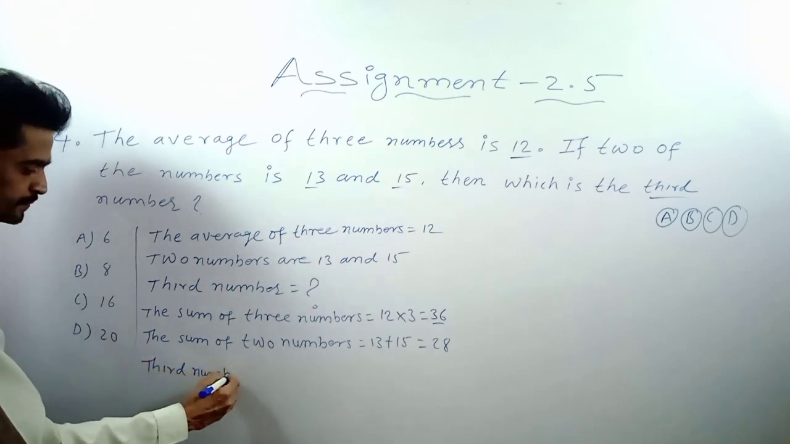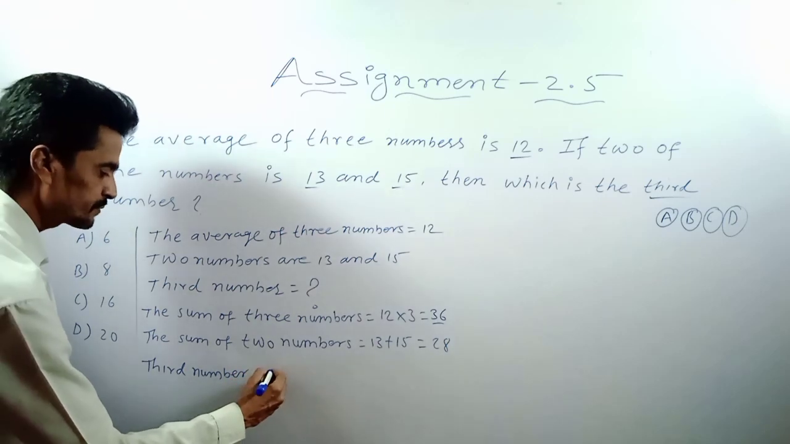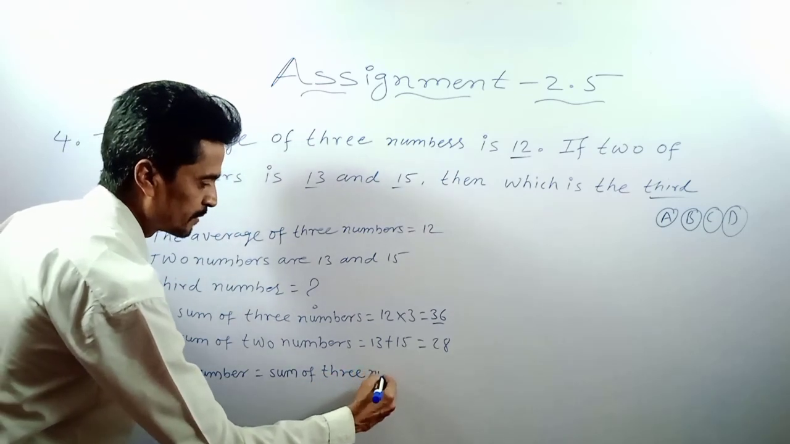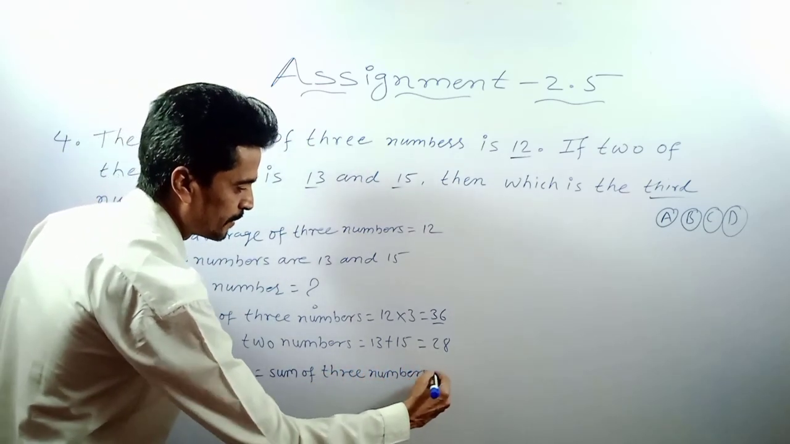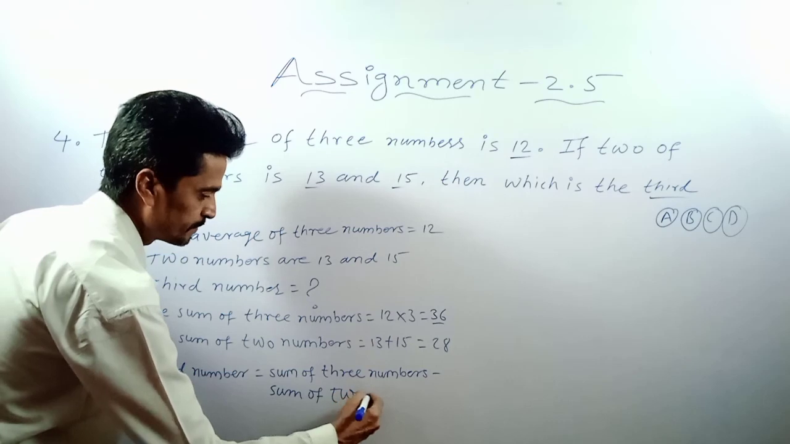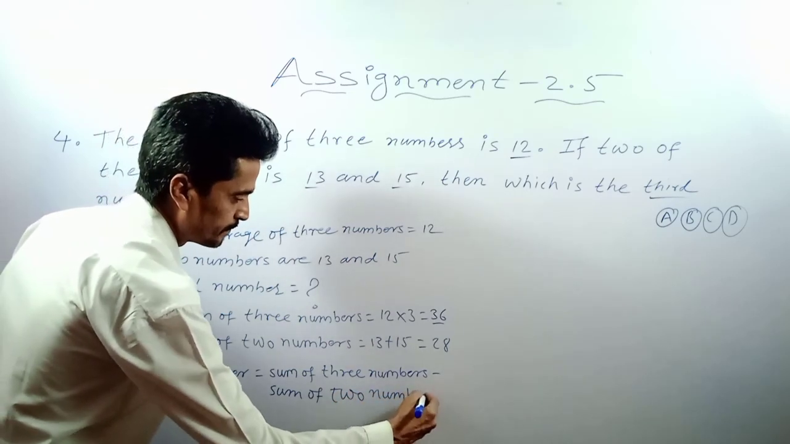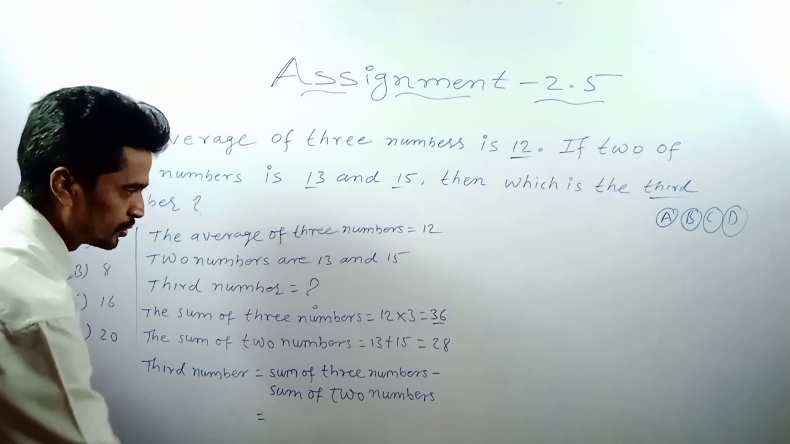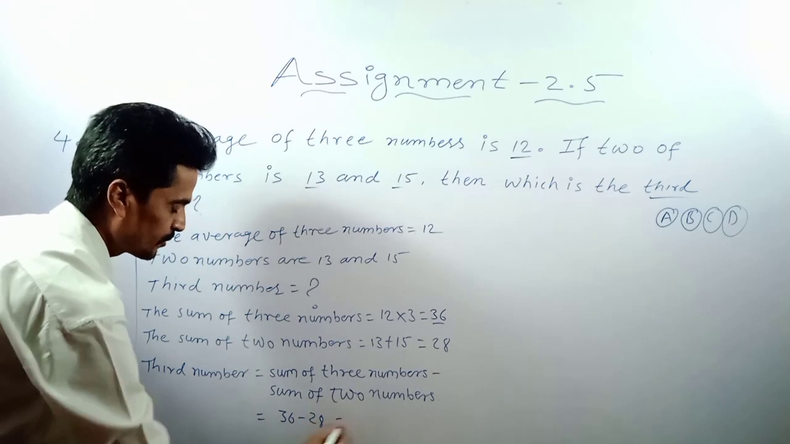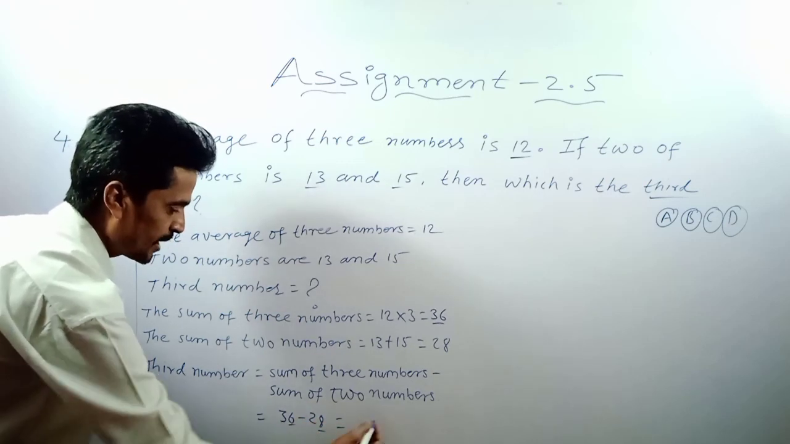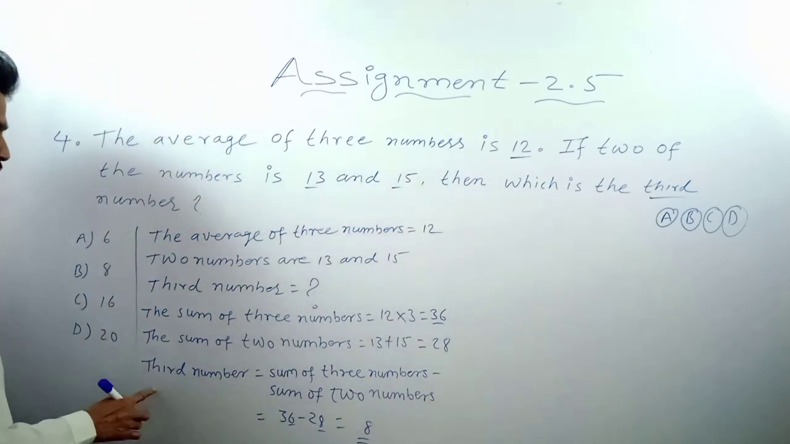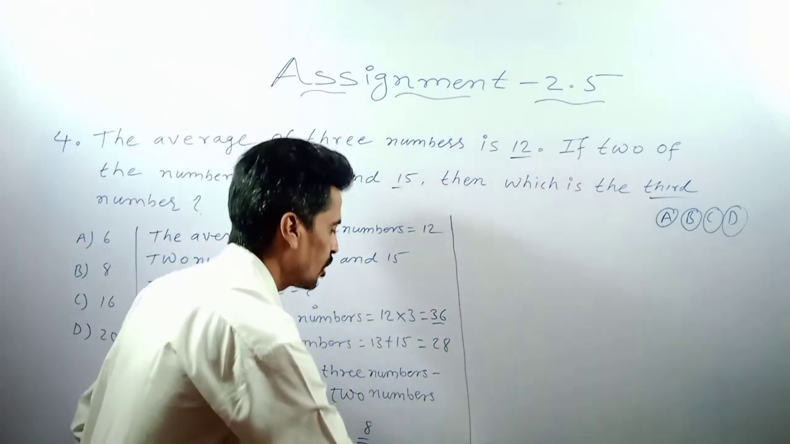Third number equals sum of three numbers minus sum of two numbers. Sum of three numbers is 36 minus sum of two numbers 28 equals 16 minus 8 is 8. Carry over here, 2 minus 2 is 0. Means the third number is 8. Like this we can solve.